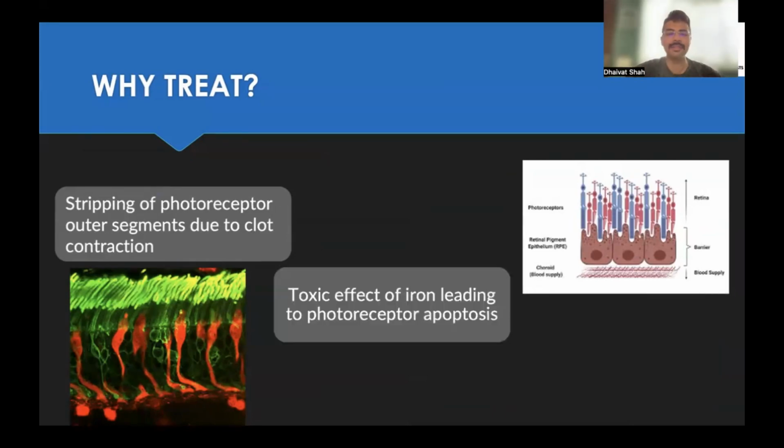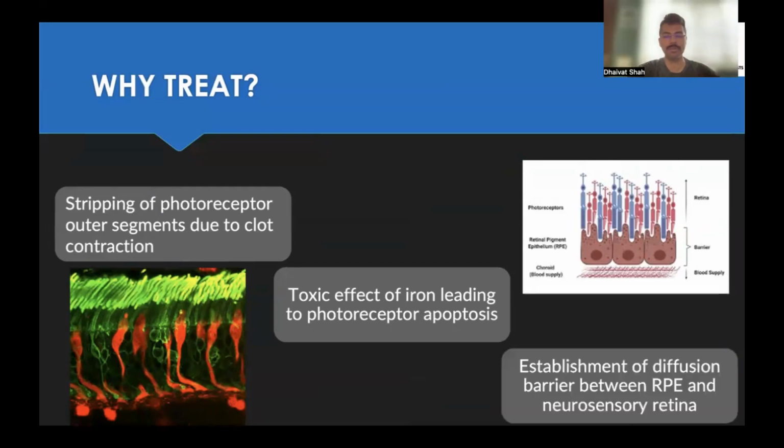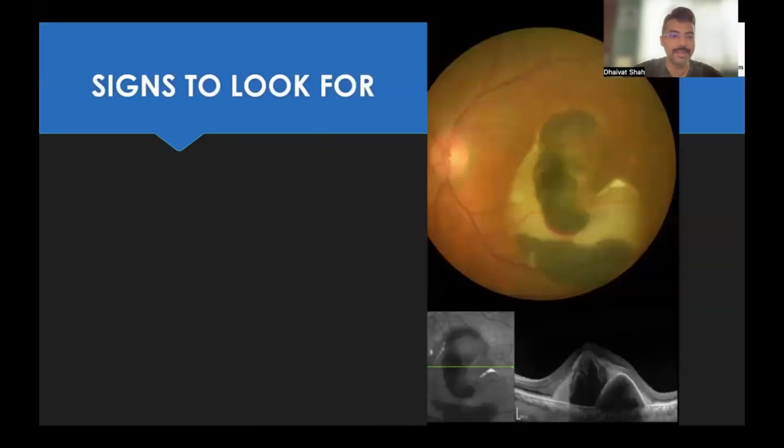The second reason is, because of chronicity, there might be toxic effects of the iron that is accumulated, which can again lead to photoreceptor apoptosis. And because of long-term accumulation of this blood, there is a diffusion barrier between the RPE and the neurosensory retina, again leading to photoreceptor death. Hence, submacular hemorrhage has to be treated as early as possible.